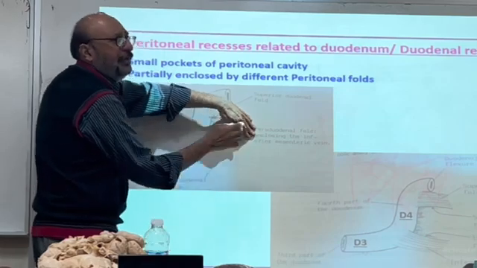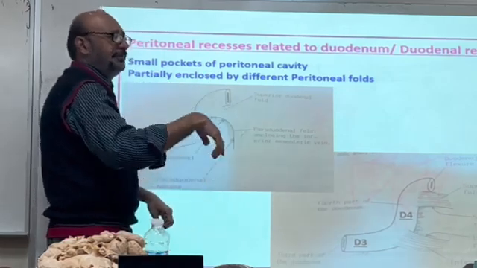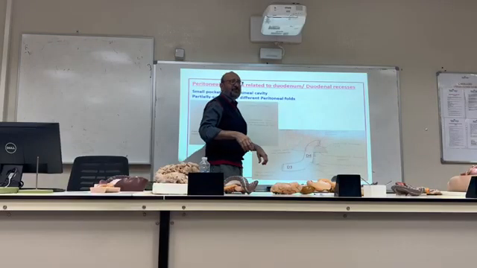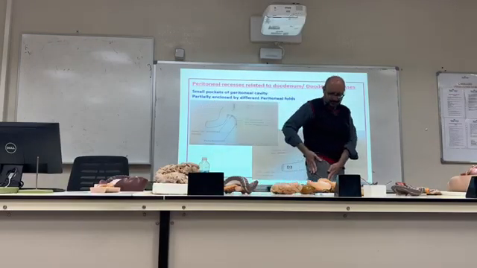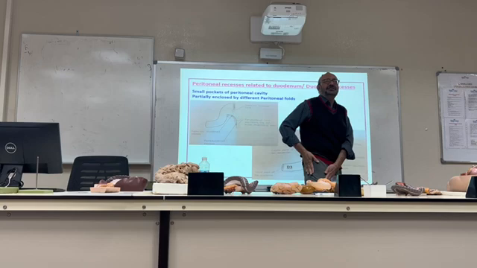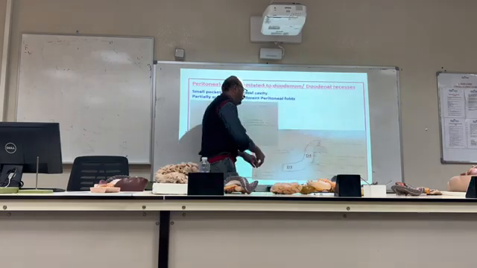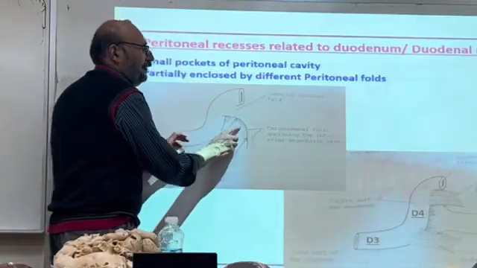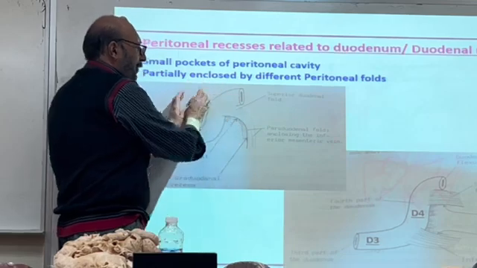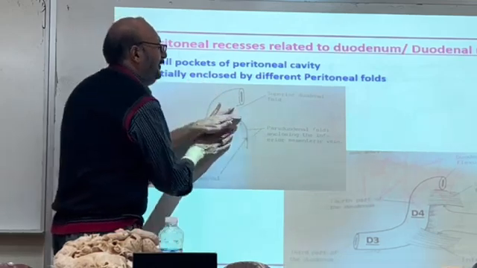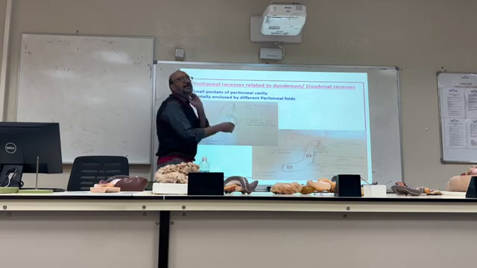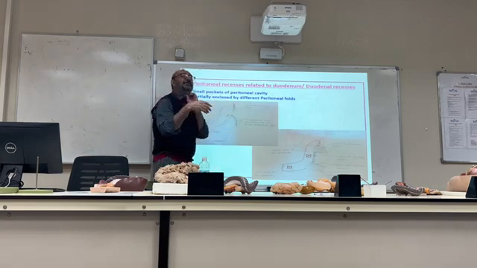These potential spaces are known as recesses. I told you potential space, you can't see my pocket if it is not full. Once it is full, you can see it. So it means there was a potential space. Now it is filled. So whenever it is filled, we have chances of collections, or another part of intestine, if moving aggressively, fixes here. It will be known as herniation and it can give you strangulation.